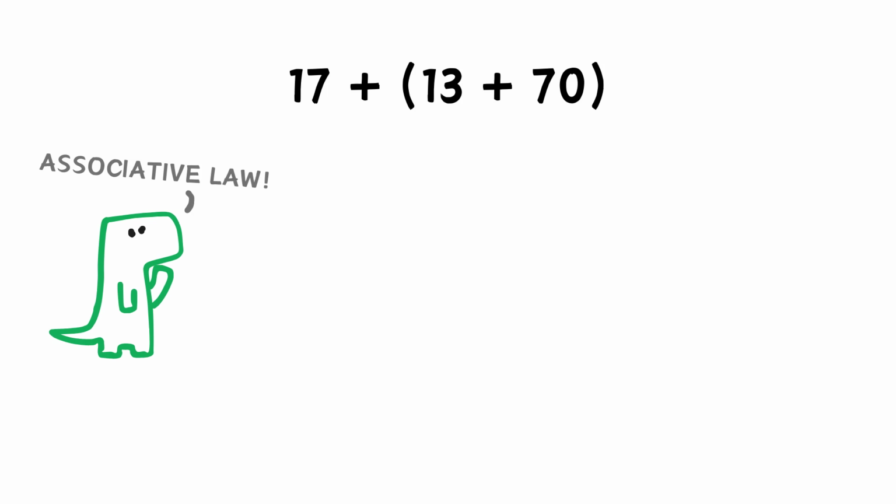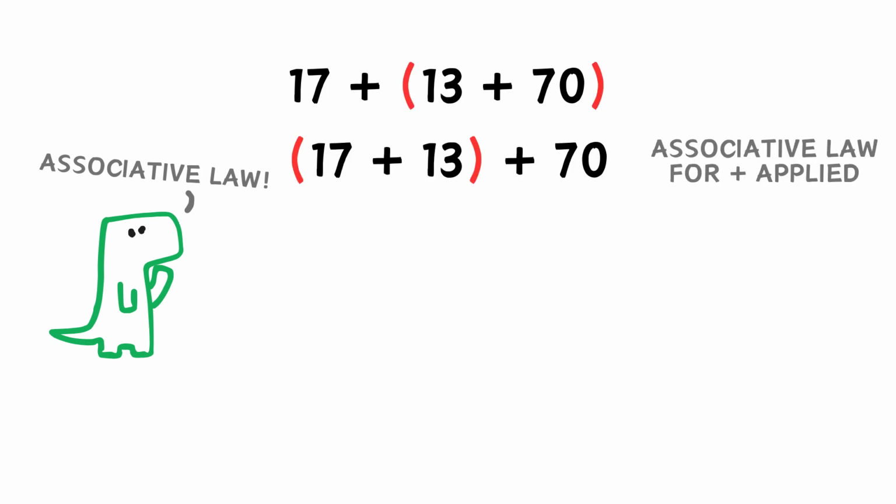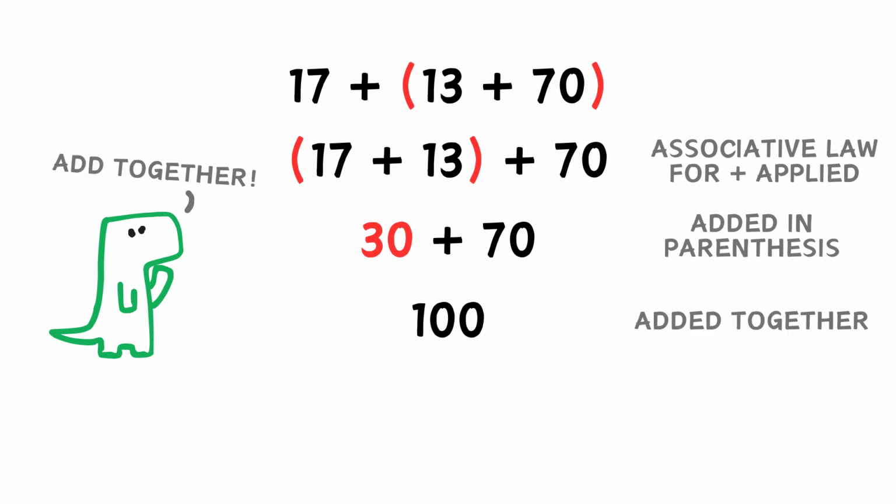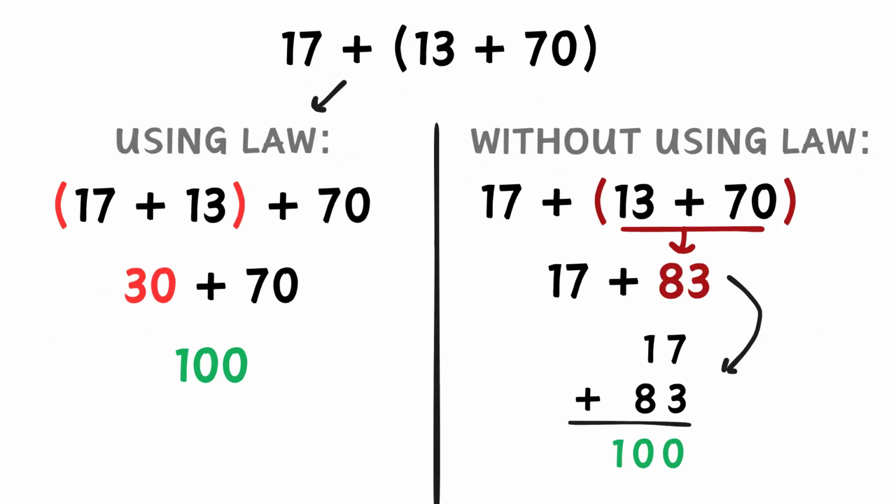The associative property lets us change the grouping of numbers when adding or multiplying. Using this property, we can rewrite the expression as 17 plus 13 in parentheses plus 70. Now let's solve it step by step. First, we add 17 and 13, which gives us 30. Then, we can add 30 and 70, and we get the final answer, 100. By applying the associative property, we made the calculation easier and arrived at the right answer.